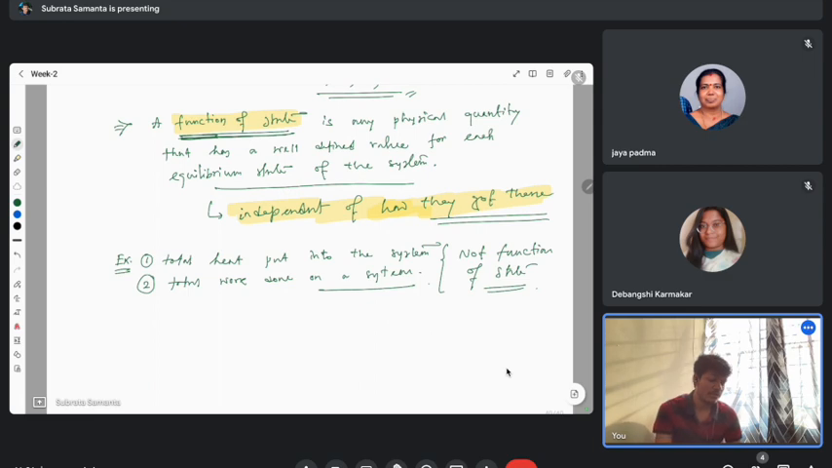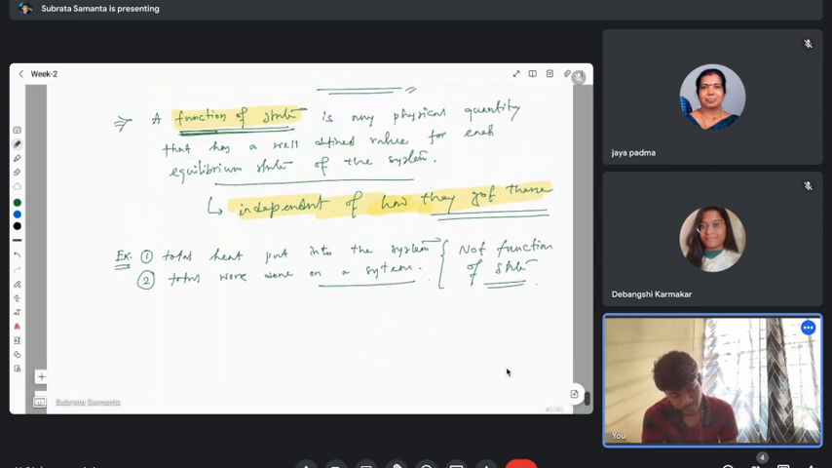So these are not functions of state because they depend on how we are putting heat into the system. Okay, they depend on the path. So how do we express this mathematically?